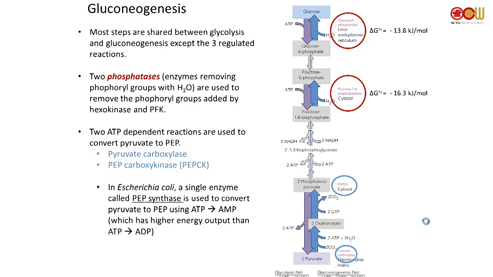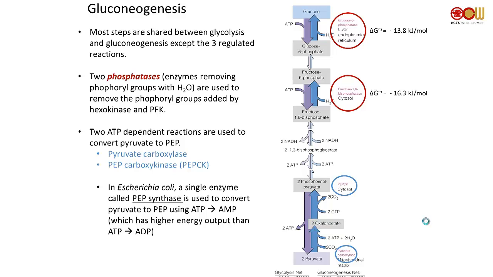Now, going from pyruvate to PEP, there are different types of enzyme. In humans, we're going to use 2 enzymes. We're going to use pyruvate carboxylase, and then PEP carboxykinase. Pyruvate carboxylase takes pyruvate to oxaloacetate; we'll show you the structure in a minute. And then from oxaloacetate, you can make phosphoenolpyruvate, PEP. So it's in 2 steps.